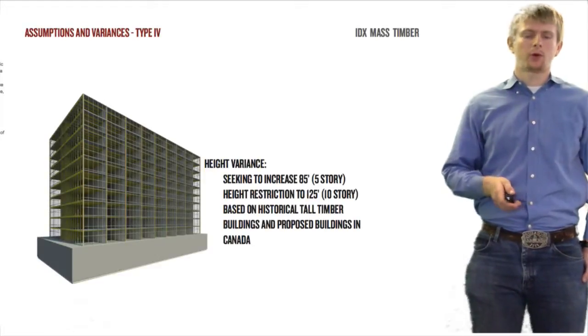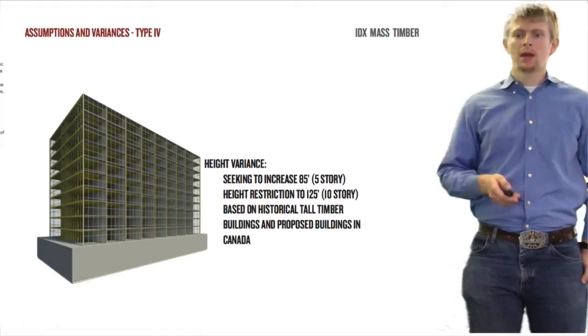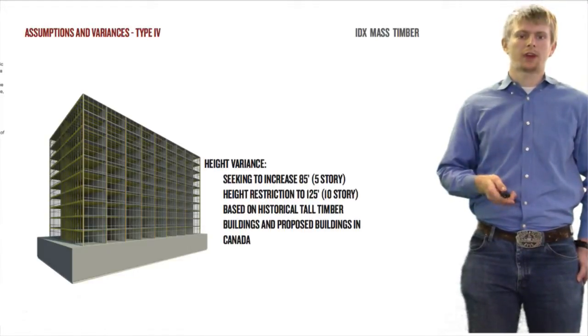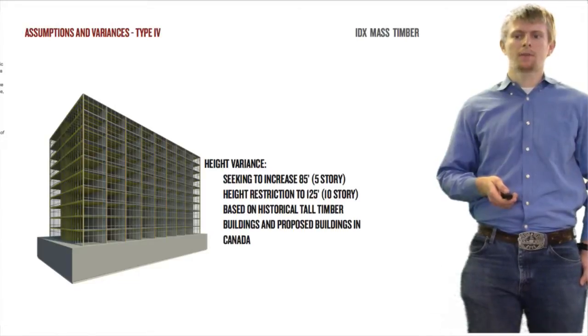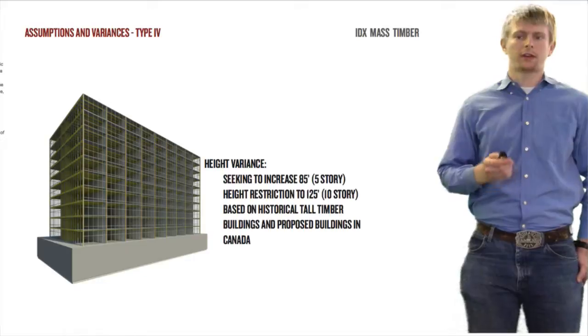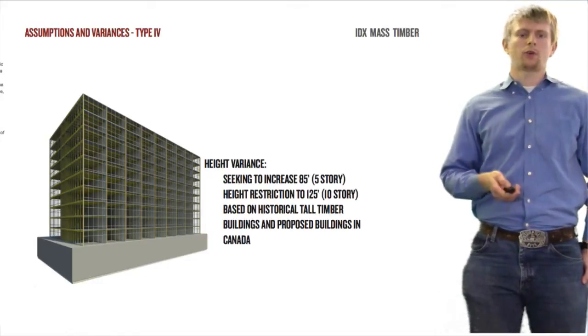Then here we have our type 4, the heavy timber framing. This one had several beams in it. They were all oversized to account for charring that would occur. And the variance that we're asking for here is a height variance. So previously it was restricted to 85 feet. We're asking for 125 feet.